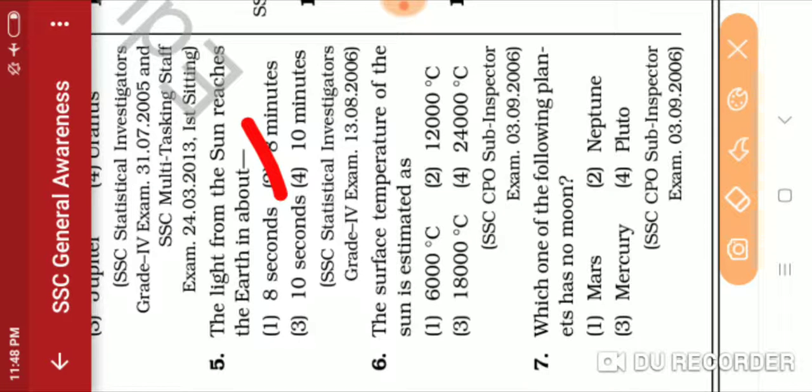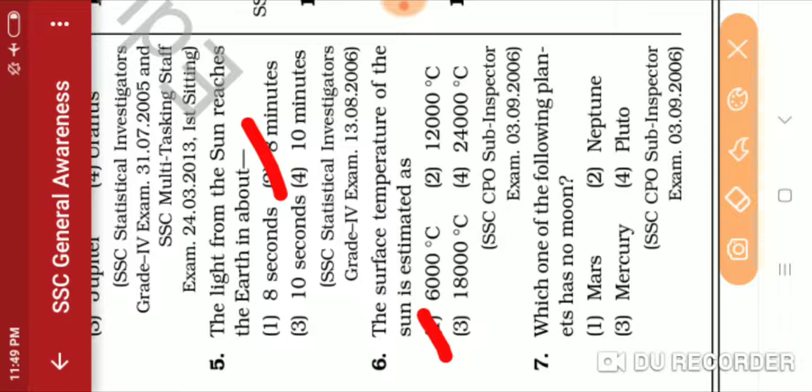Next question is that the light from the sun reaches the earth in, I told you, 8 minutes and 16 seconds. So 8 minutes is given but 16 seconds is not given. Okay, fine, we will go with 2 because it's closest. And I forgot to tell you about the sun's temperature. The sun's temperature is approximately 6000 degrees centigrade. So here we will go with 6000 degrees centigrade as the temperature of the sun.